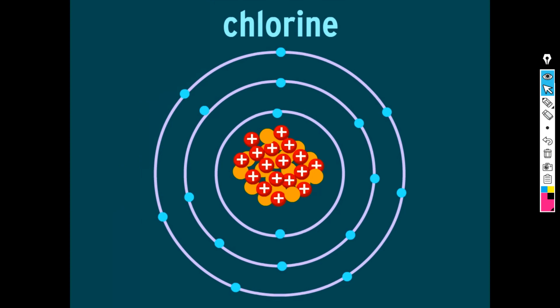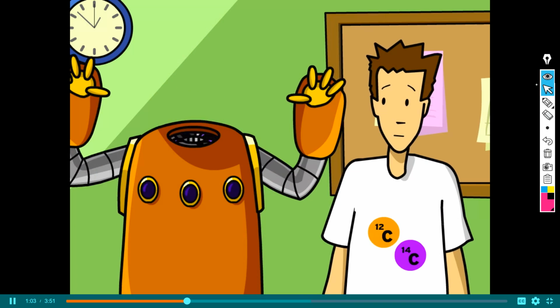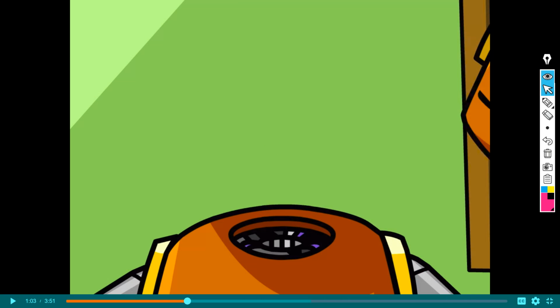The number of neutrons, on the other hand, can vary. Why did Moby's head pop off? Because the number of neutrons in an atom can vary.